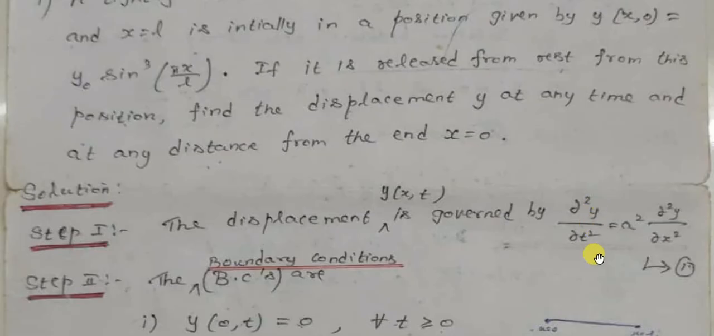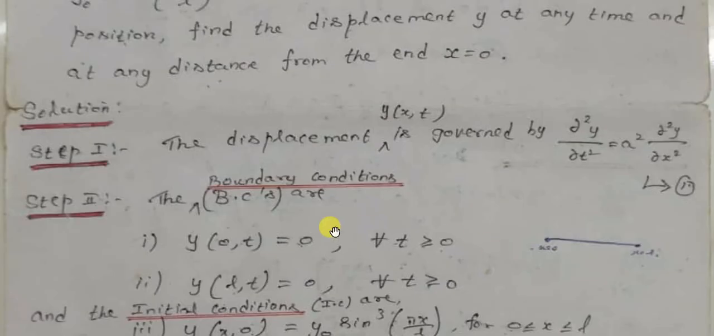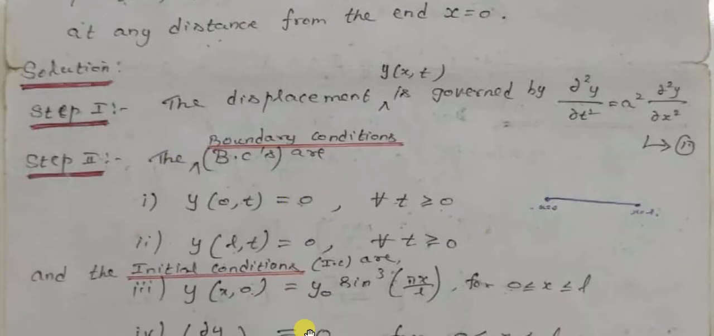Dou squared y by dou t square is equal to a square dou squared y by dou x square. Remember, the left hand side is with respect to t, the right hand side is with respect to x, which has coefficient a square, where a square is equal to T by m. So step 2, we should write the boundary conditions. There are two boundary conditions and two initial conditions.